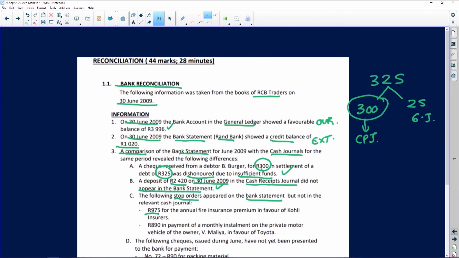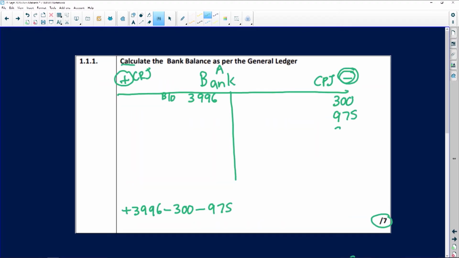Right, the next stop order, 890 Rand in payment of a monthly installment on the private motor vehicle of the owner, Vimalia, in favor of Toyota. So the second, another payment of 890. Remember again, it's in the bank statement, but it's not in our records. So our bank balance is going to now decrease by 890.